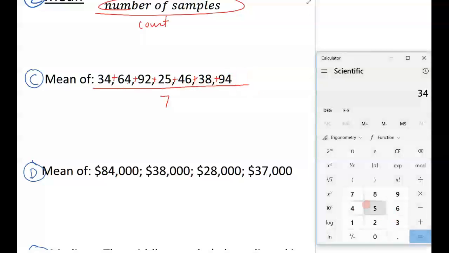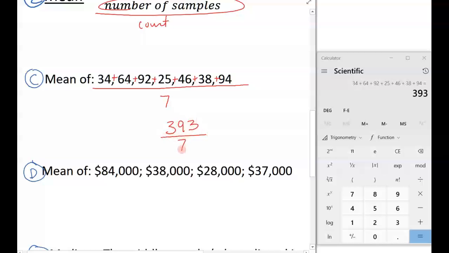So we have 34 plus 64 plus 92. Watching very carefully, we're prone to input error. Plus 25 plus 46 plus 38 plus 94. And I want to hit equals here and actually write the sub-step. This is going to save you time and effort and make sure you get a correct answer.